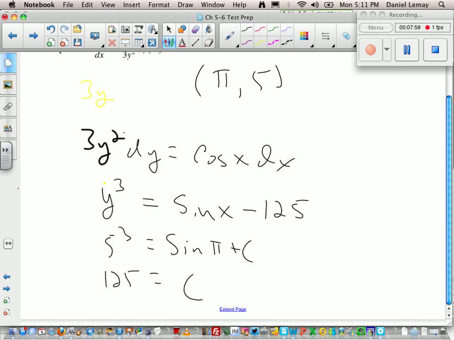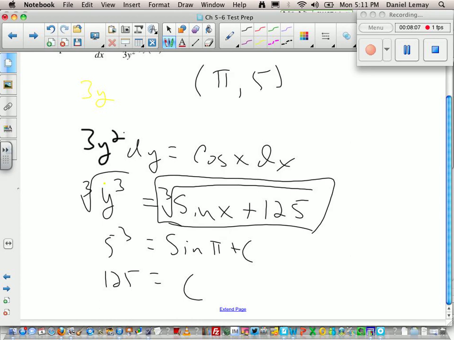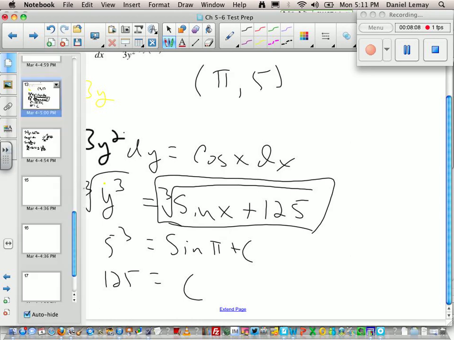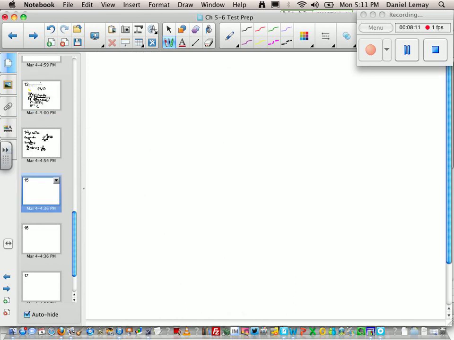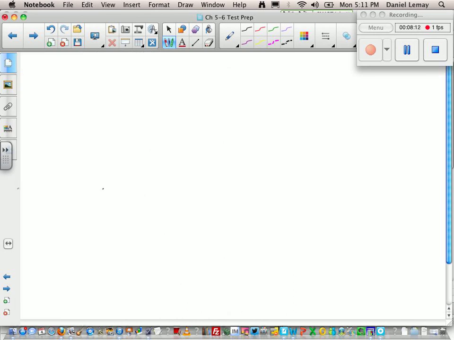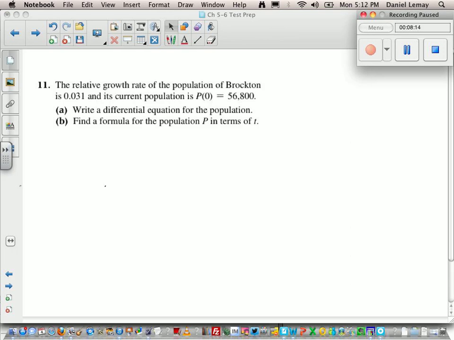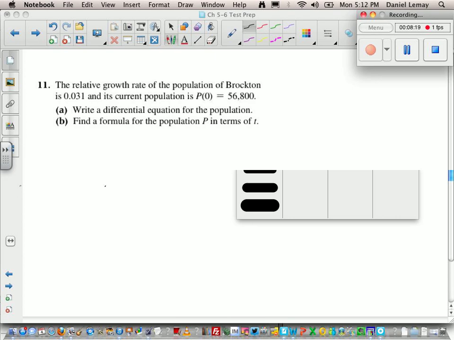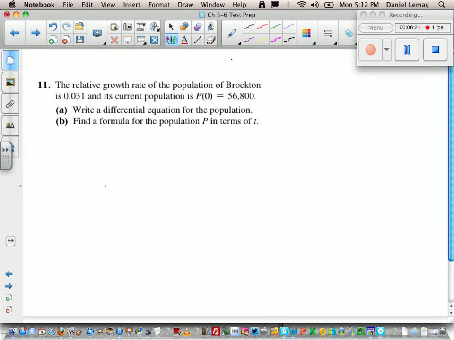Then they're telling me that I've got this point pi, 5, so I'm going to get 5 cubed equals the sine of pi plus c. Well, the sine of pi is 0, so that leaves c, and 5 cubed is 125. So I can come back up here, replace that with a positive 125. And then I'm going to take the cube root of both sides to solve for y. And that's how I came up with that answer.